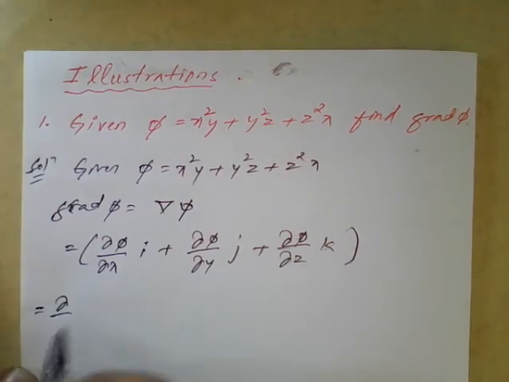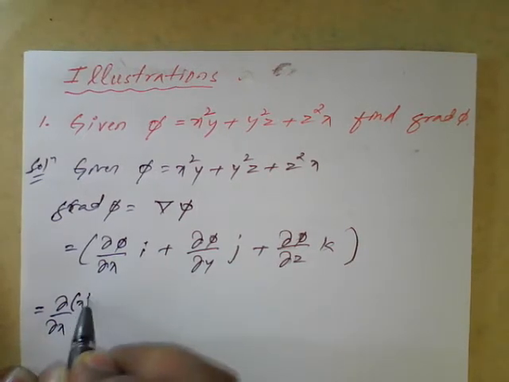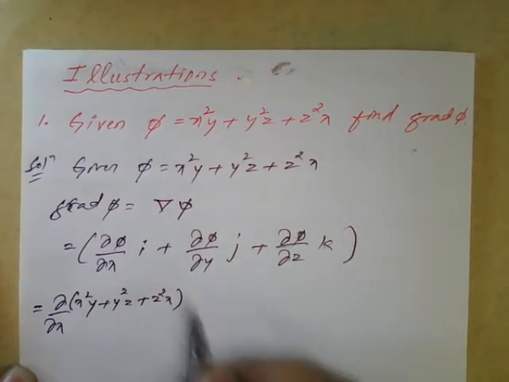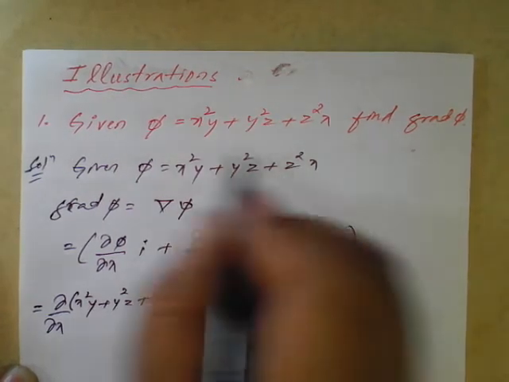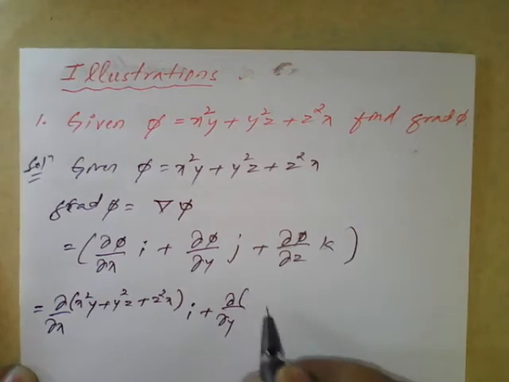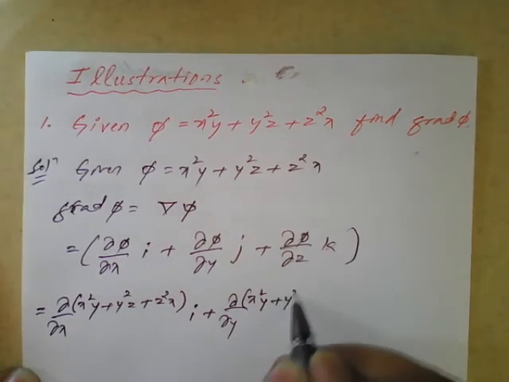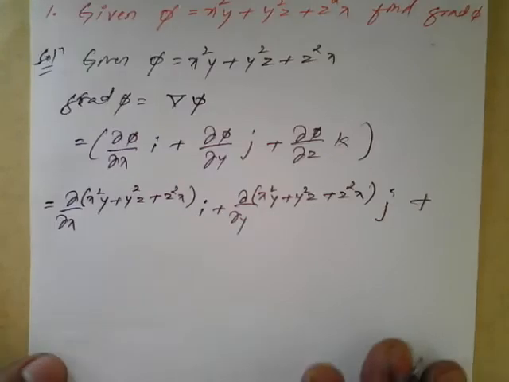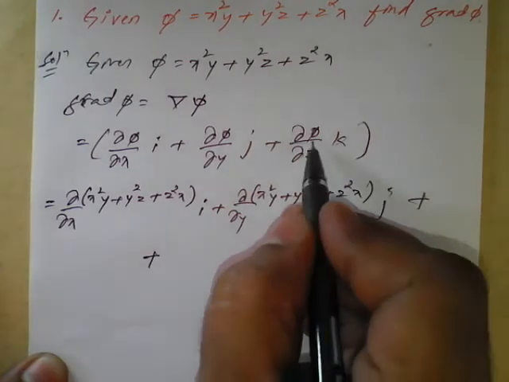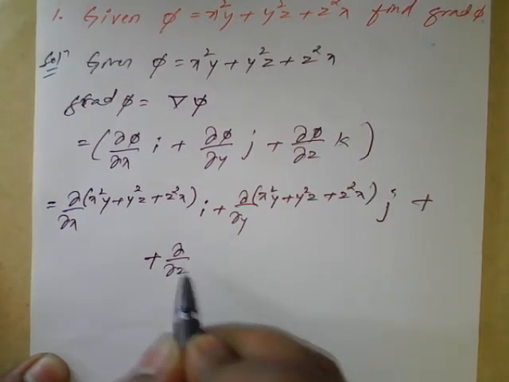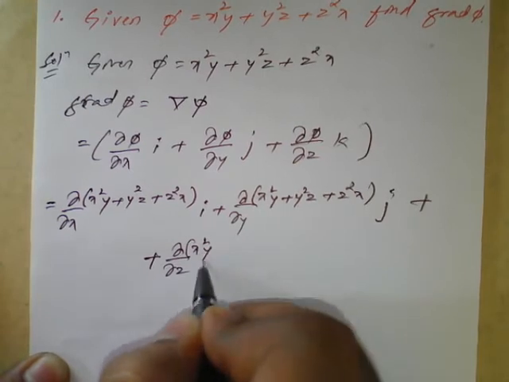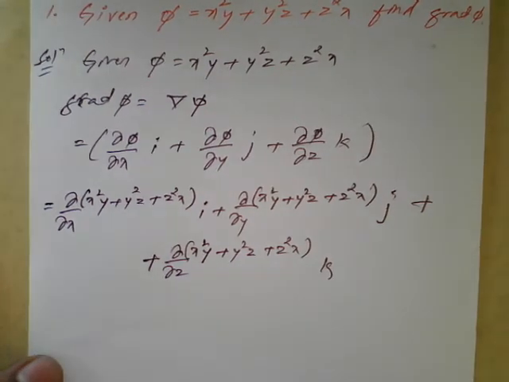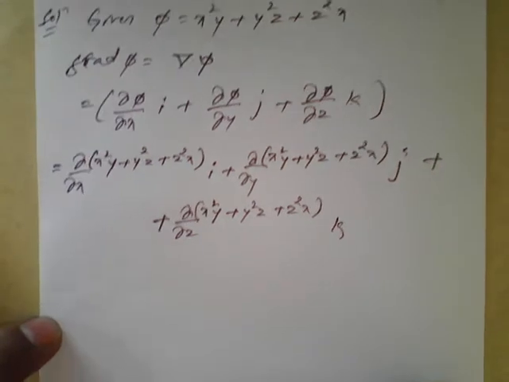Which is equal to dou by dou x of x square y plus y square z plus z square x of i, plus the second term, dou by dou y of x square y plus y square z plus z square x of j, plus dou phi by dou z of k, that is dou by dou z of x square y plus y square z plus z square x of k. Now each partial derivative we need to apply correctly.